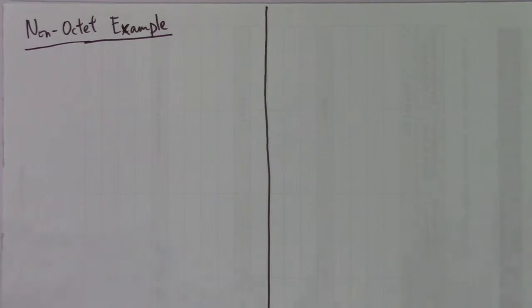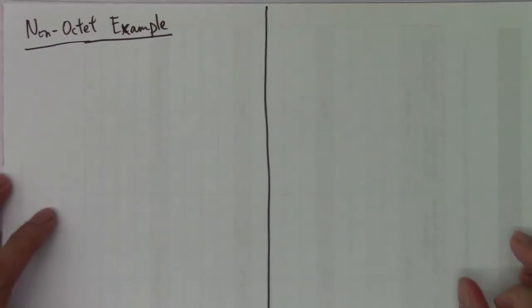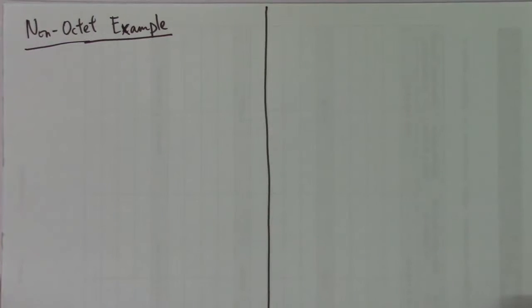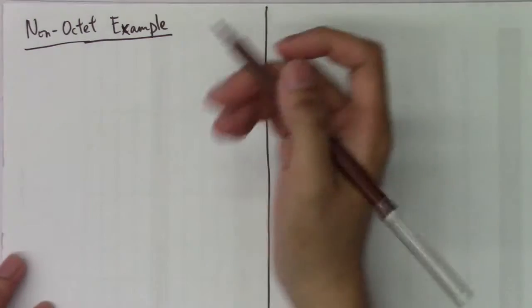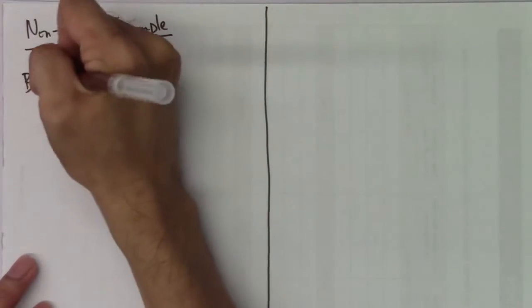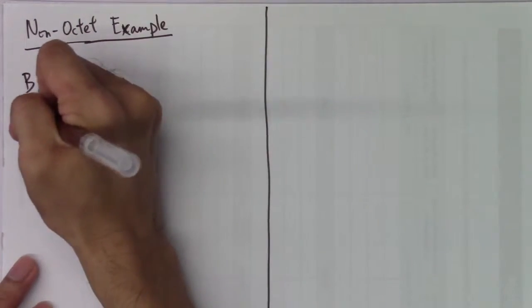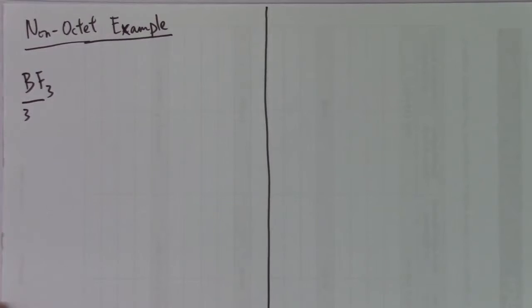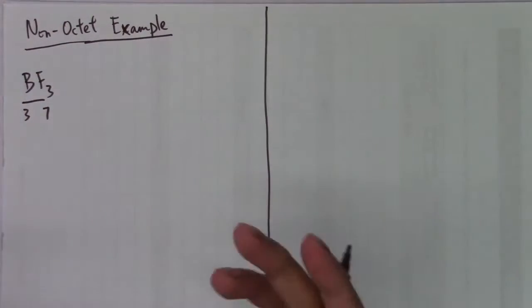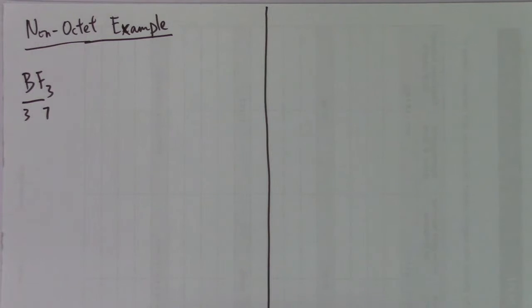So in this video, I would like to demonstrate some non-octet examples. Non-octet simply means that the atoms in the compounds do not obtain an octet structure. Say, for example, one typical one is BF3. Boron has 3 electrons on its outermost shell, but fluorine has 7. That means it would like to obtain 1 more electron so that it can obtain a noble gas configuration.